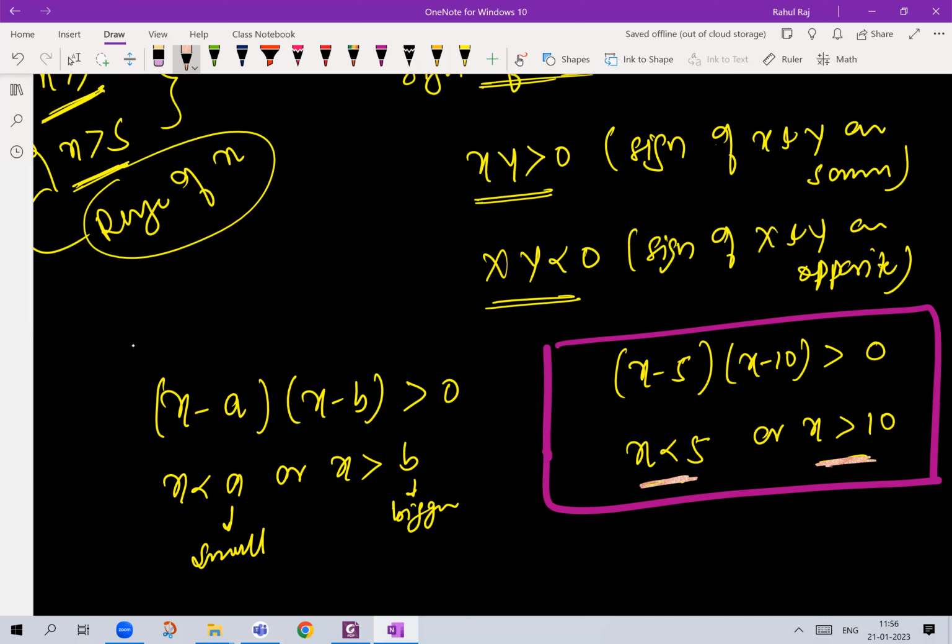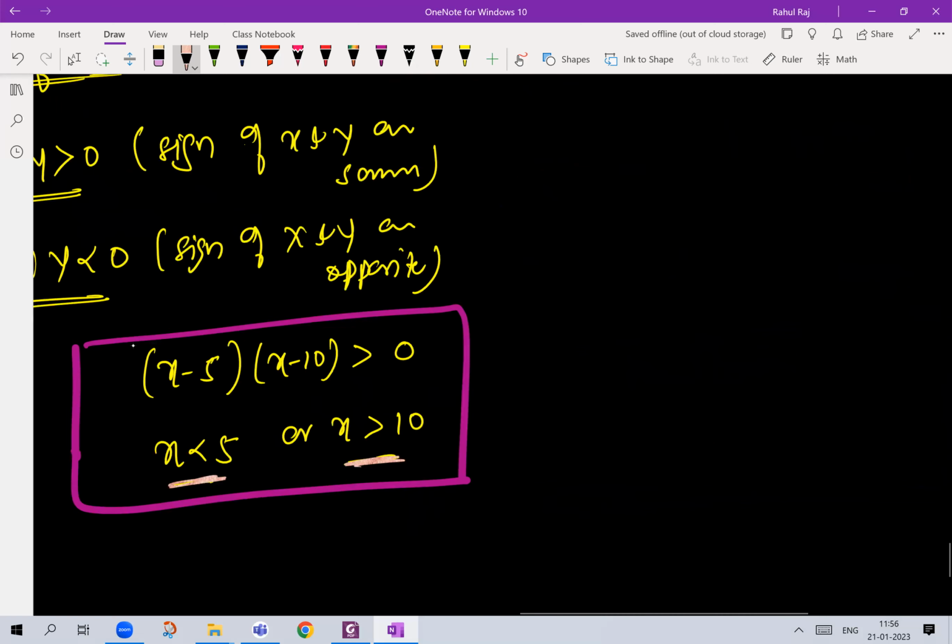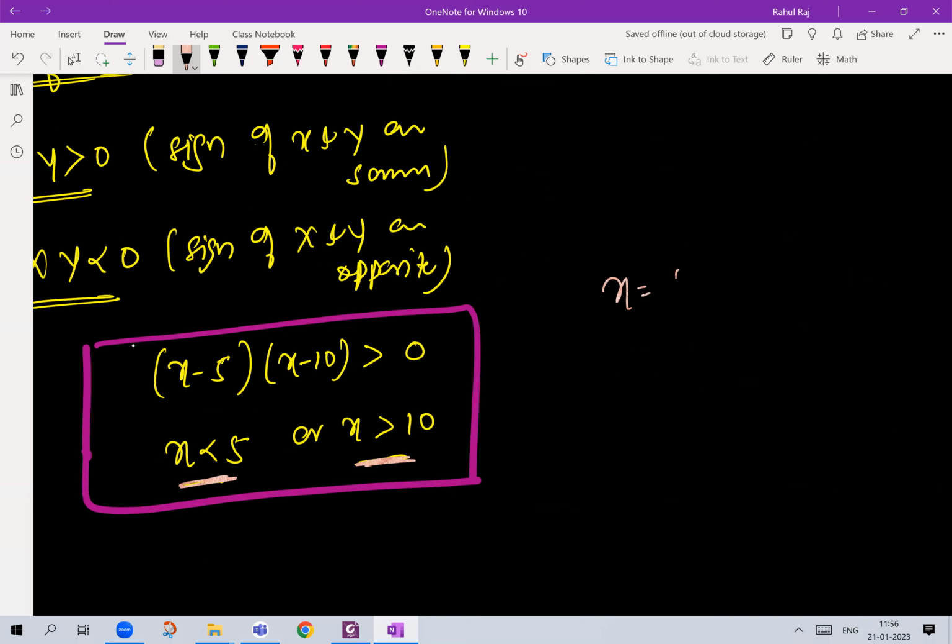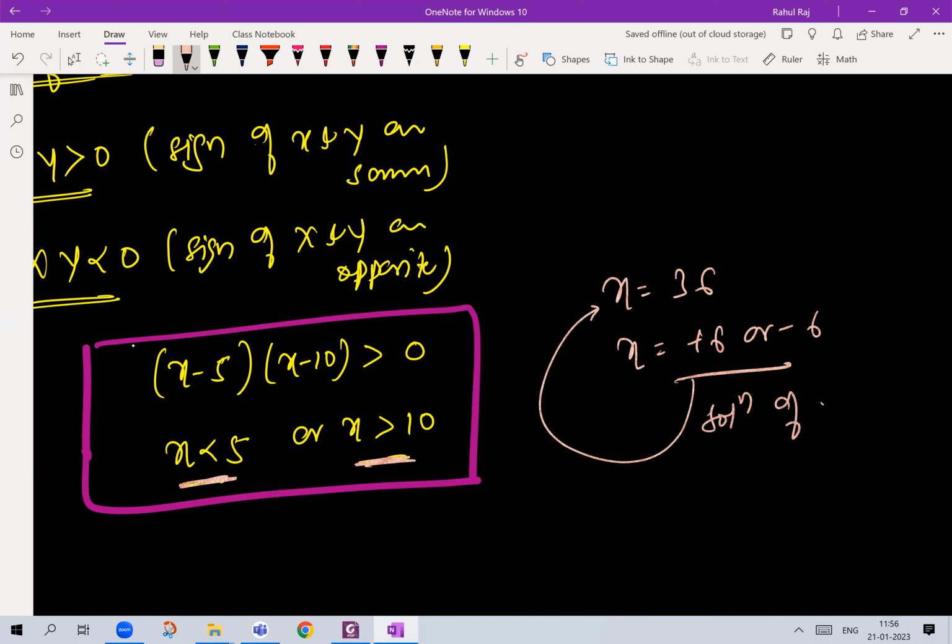Fine. But x less than 5 means both factors give negative values. Imagine if I simply ask you, x squared is equal to 36, and x is equal to plus 6 or minus 6. What is this plus 6 or minus 6? This is called the solution of the equation. And what do you mean by the solution of the equation? When you put these values back into x squared is equal to 36, your LHS will be equal to RHS. Check. When I put x is equal to 6, 6 squared is equal to 36, or I put minus 6, minus 6 squared is equal to 36.